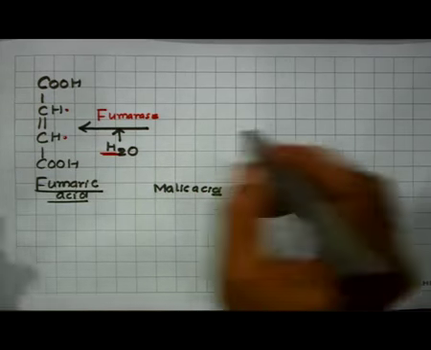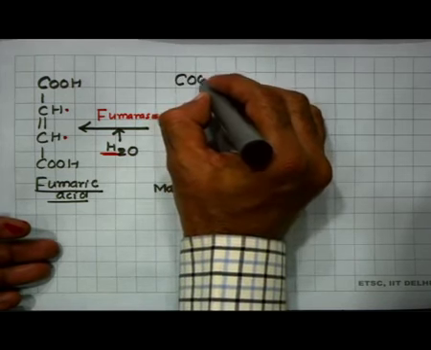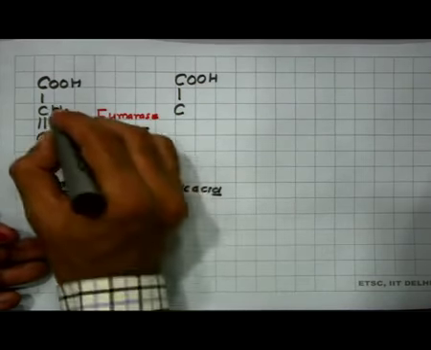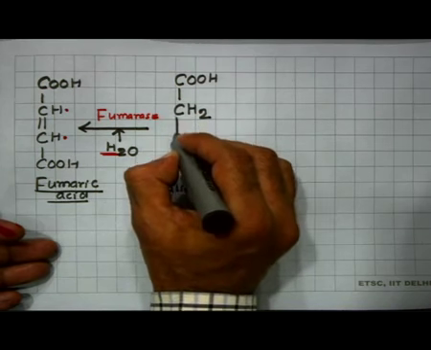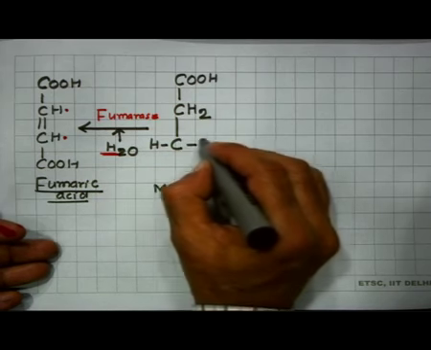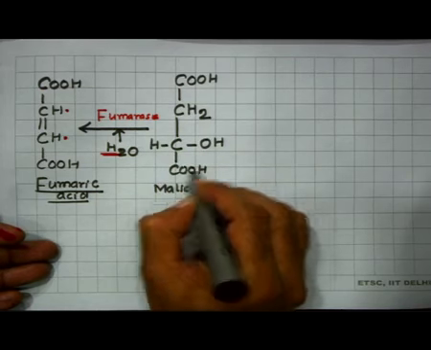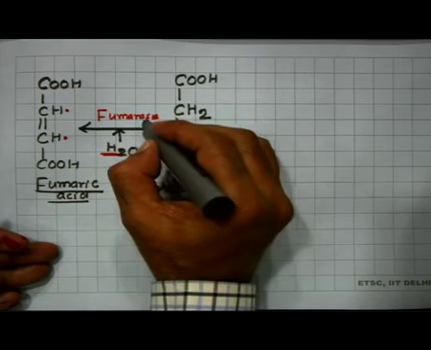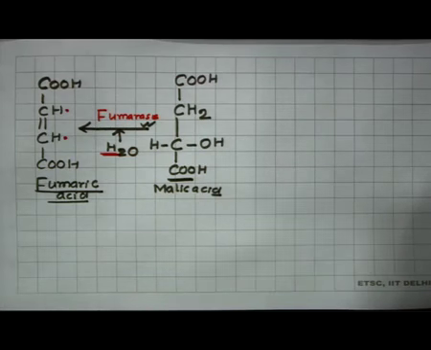So, you can easily write the chemical structure: COOH, as we have already told. This H combined with this H forms CH2. Now, one H is already here. Now, the OH is here and COOH is already present. So, this structure is called malic acid and the enzyme involved here is fumarase. Now, this process is called hydration.